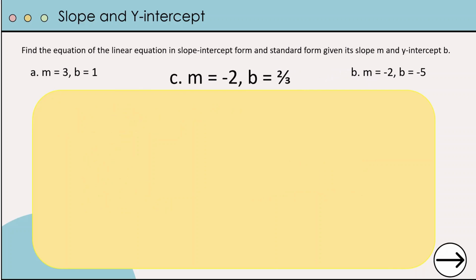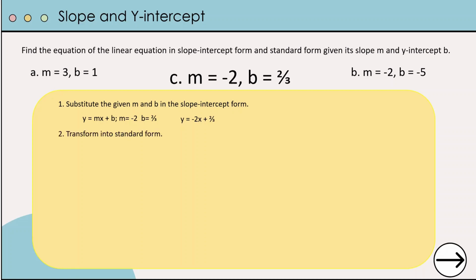Now, let's have letter C. The given m equals negative 2 and the given b equals 2/3. Again, our first step is to substitute the given m and b in the slope-intercept form. Our slope-intercept form is y equals mx plus b. The given m equals negative 2, the given b equals 2/3. We substitute, this becomes y equals negative 2x plus 2/3.